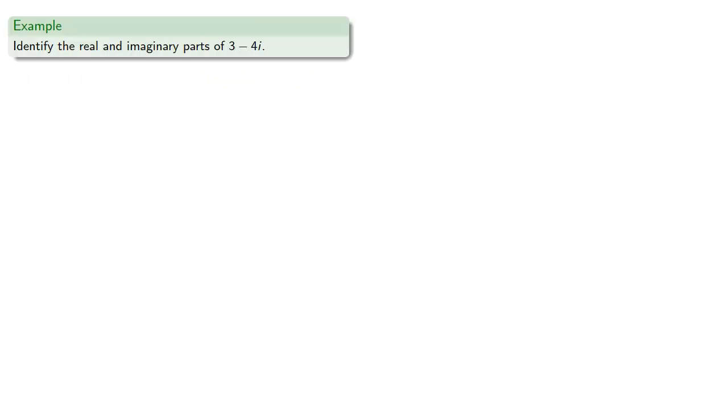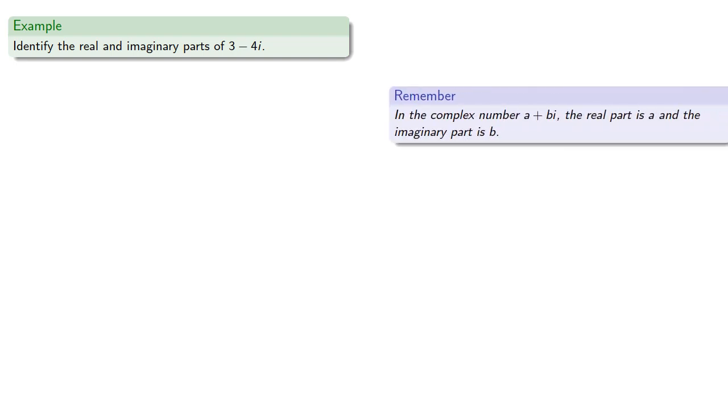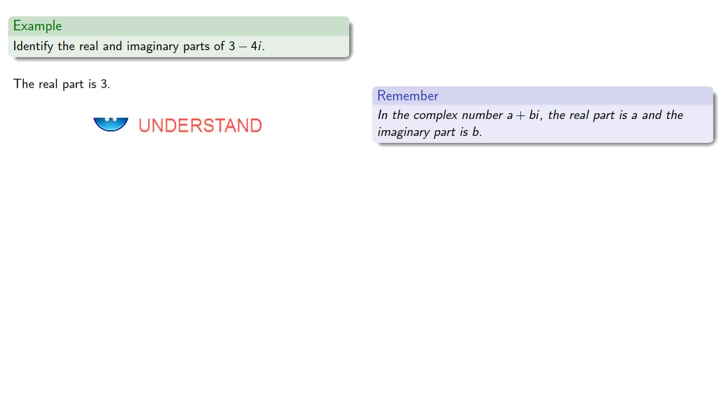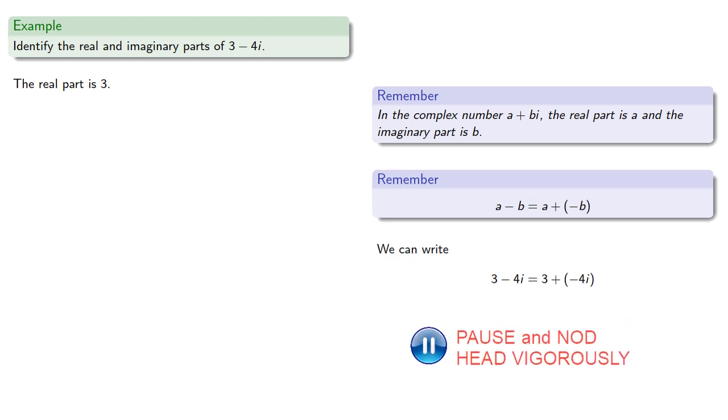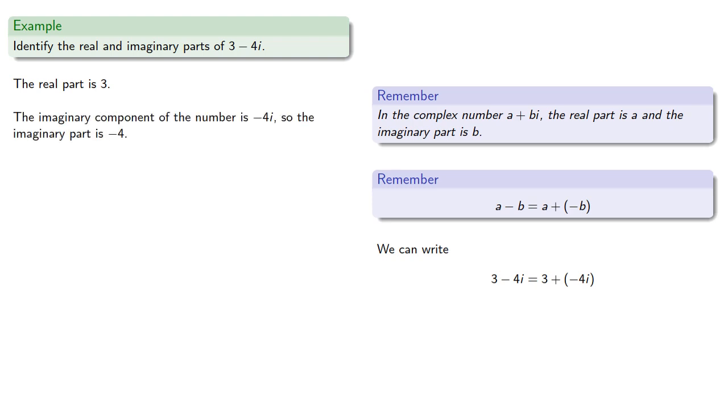For example, let's identify the real and imaginary parts of 3 minus 4i. So remember, in the complex number a plus bi, the real part is a and the imaginary part is b. So the real part is 3. Meanwhile, remember, a minus b is the same as a plus negative b. And so we can write 3 minus 4i as 3 plus negative 4i. So what we might call the imaginary component of the number is negative 4i, and so the imaginary part is negative 4.